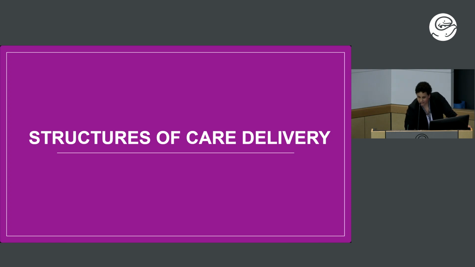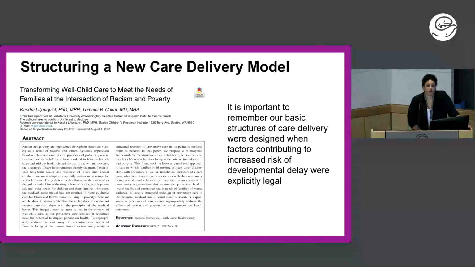Okay, back to the work that I've been doing. So this is a paper that Dr. Tumani Coker and I published in 2021 that really sought to outline why we need a new structure of care delivery. What's really key to remember is that our initial guidelines, published in the late 60s, that have been revised but still function from that initial guideline, were published at the same time that people didn't have access to healthcare, or could be denied, or the first laws of civil rights of not denying people access to care were just coming into play.